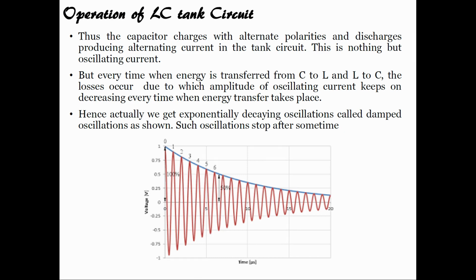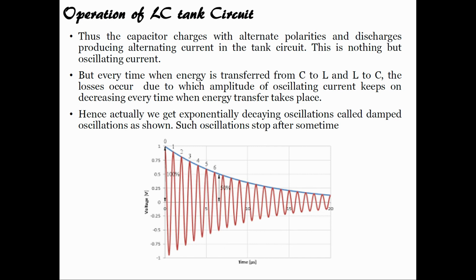What happens, every time this discharge and charging happens, there is a loss in the circuit, and this results in the lower oscillation. The amplitude of oscillations gets down as you can see here, and current keeps on decreasing, right. So, actually we get an exponential decay as you can see from the figure, and these are called the damped oscillations.